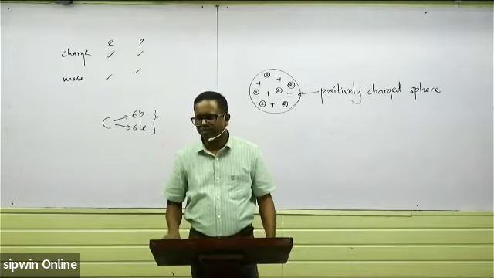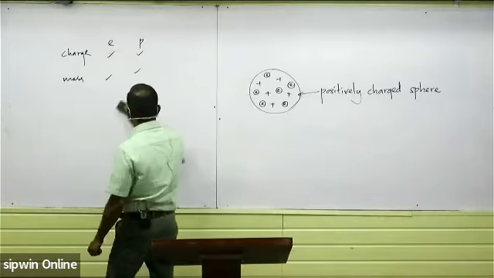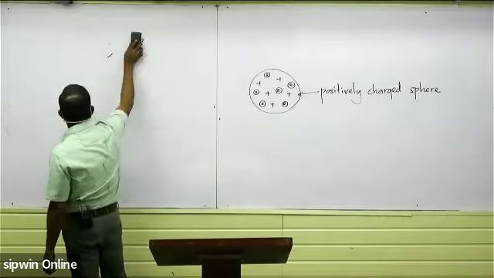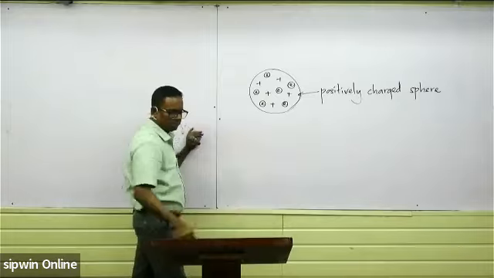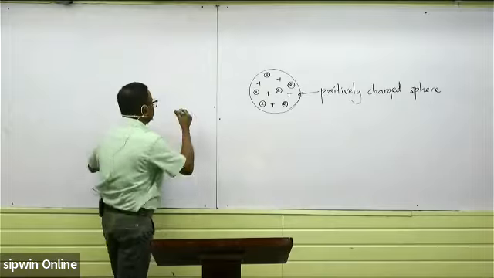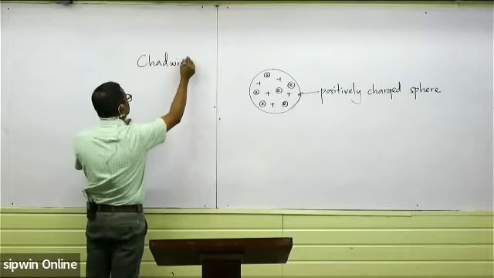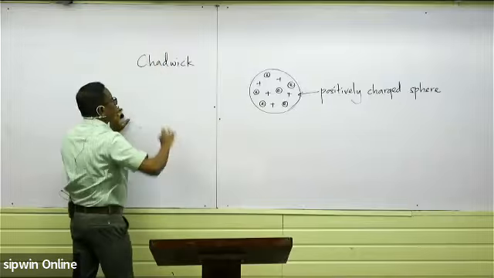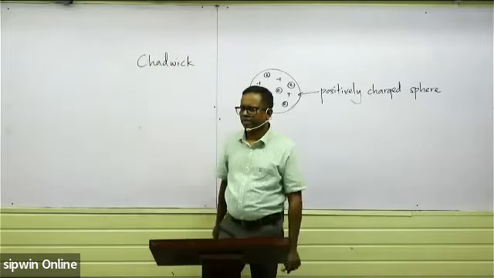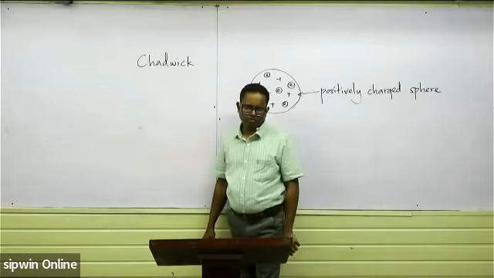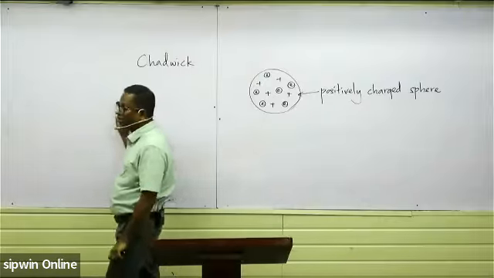Okay. With that prediction, they did the experiments. While doing the experiments, one scientist called James Chadwick was able to discover an uncharged particle in the atom. He called that one neutron. Chadwick's experiment, again, is not given in your syllabus.